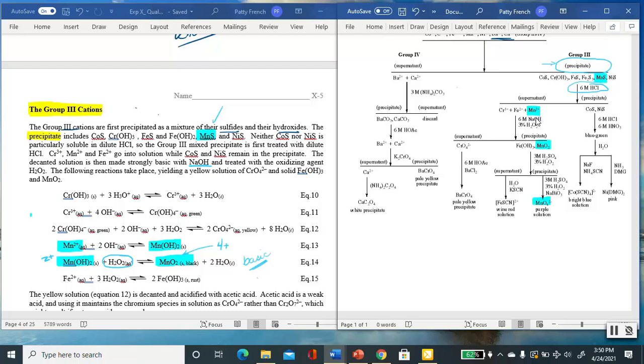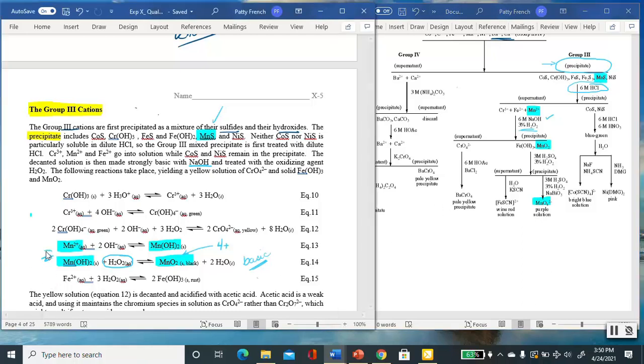Now, at this point, we're going to make the solution very basic. That's very important. And add hydrogen peroxide, which is going to do the same thing that it did to chromium. It's going to oxidize the manganese, this time from +2 to +4. Now, it's very important that you recognize that this happens in basic solution.